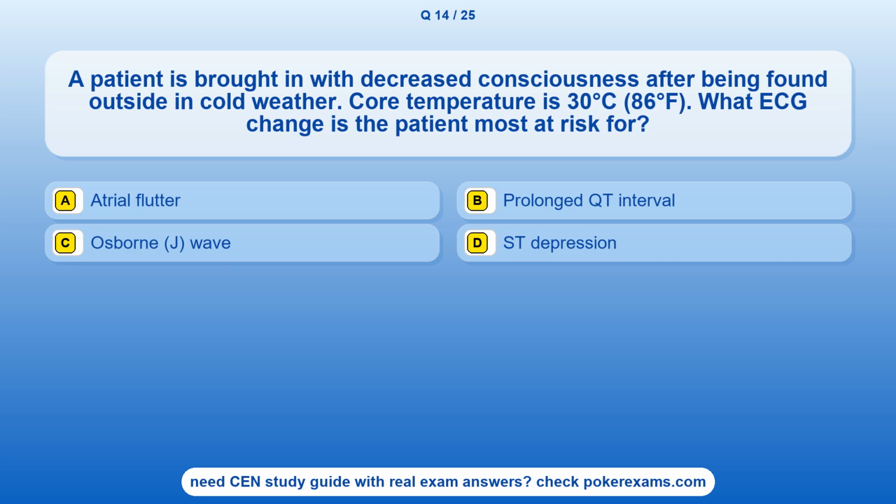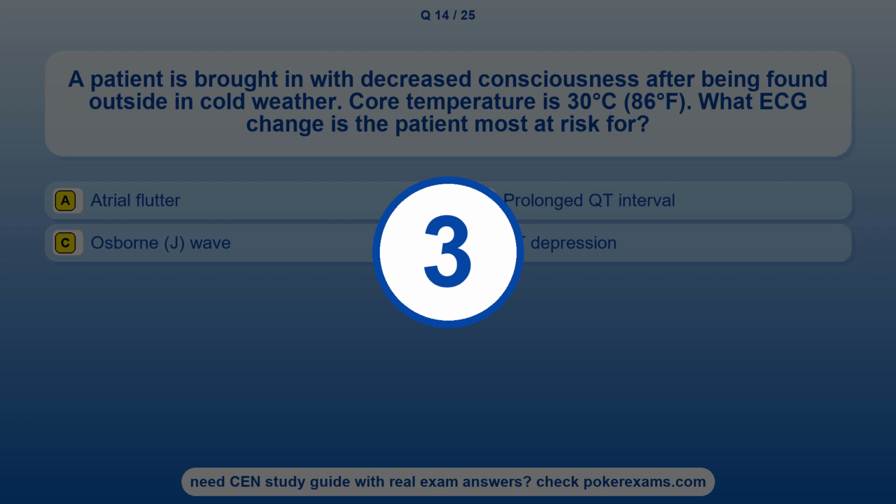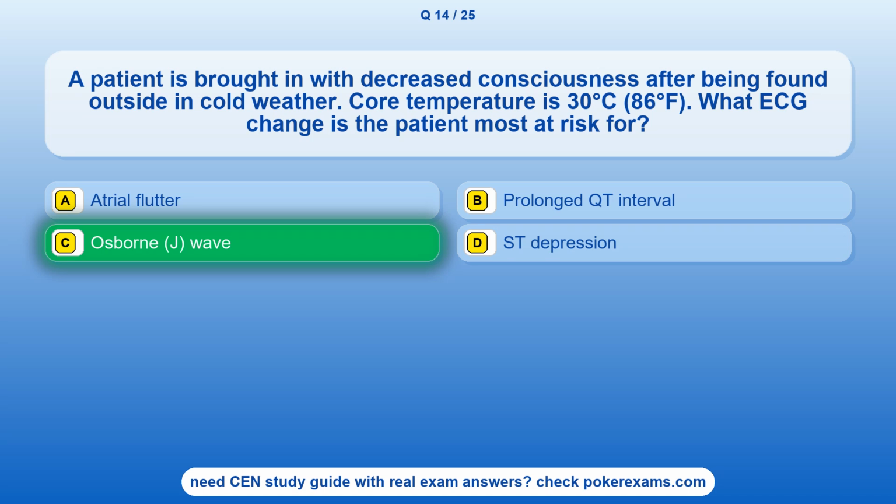Question 14. A patient is brought in with decreased consciousness after being found outside in cold weather. Core temperature is 30 degrees Celsius, 86 degrees Fahrenheit. What ECG change is the patient most at risk for? Option A, atrial flutter. Option B, prolonged QT interval. Option C, Osborn J wave. Option D, ST depression. The correct answer is option C, Osborn J wave.